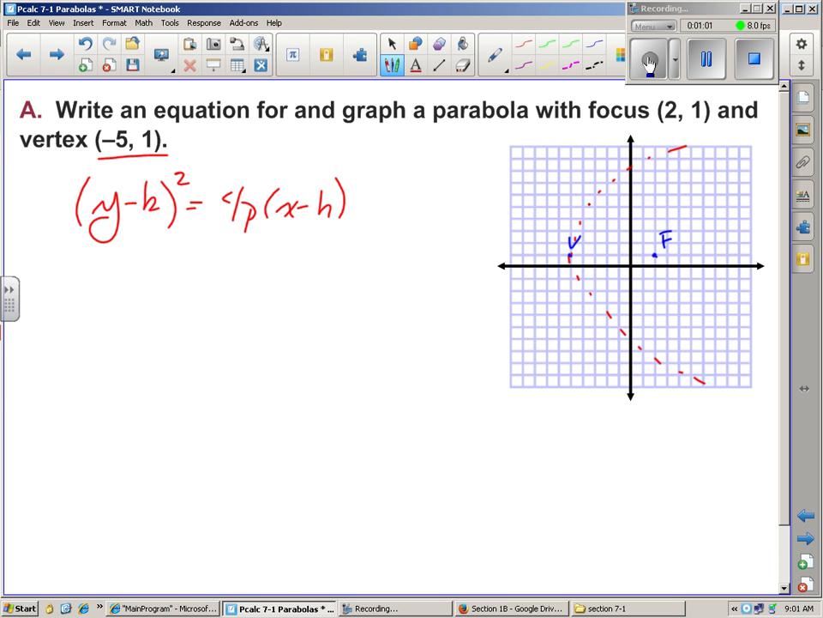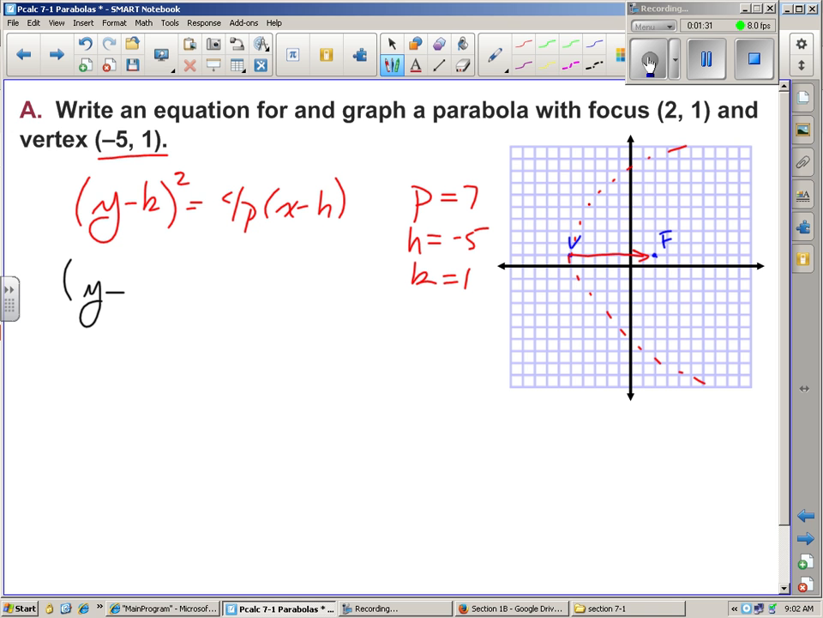And I can get that very easily from what I just did on the graph. I see that the vertex to the focus is a distance of 7. And that's in the positive direction, so that tells me that p is 7. From the vertex, I know h is negative 5 and k is 1. So we can just plug that in to write the equation.